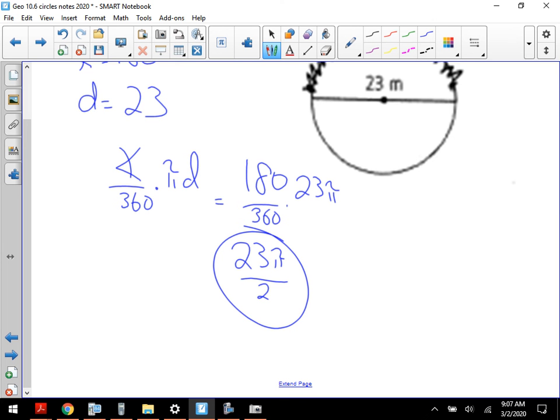Now remember, there's a difference between arc length versus measure. When you have the measure, that's when you're finding the actual angle. The arc length is when you have to piece it all together.